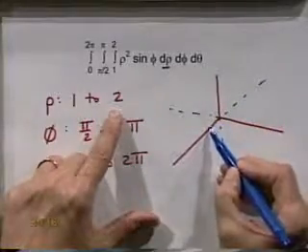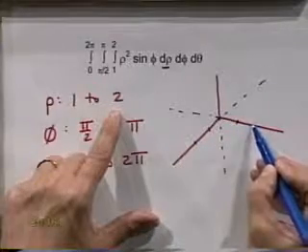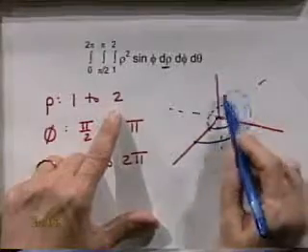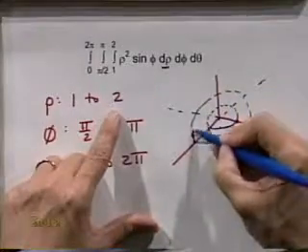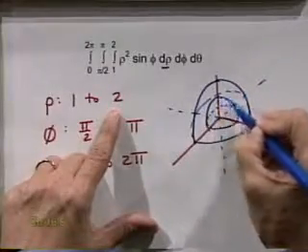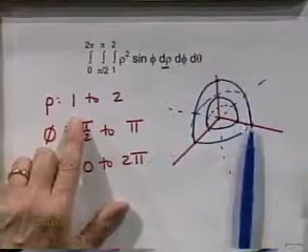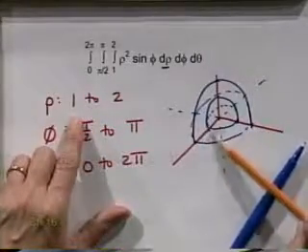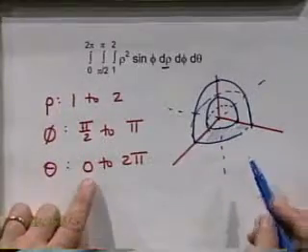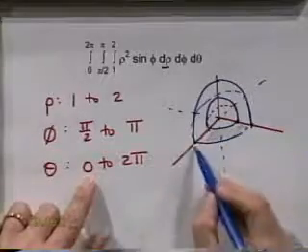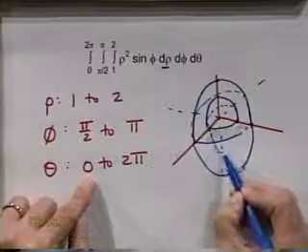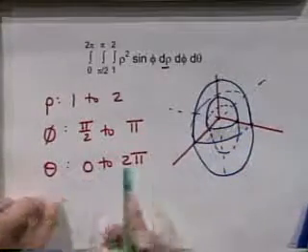Now, rho is from 1 to 2. Here is a circle of radius 1. Here's a circle of radius 2. Here is my hemisphere. So we're going to be between rho equals 1 and rho equals 2. Except theta goes from what? From 0 to 2 pi, so it goes all the way around. What part of this hemisphere are we taking? The lower part.